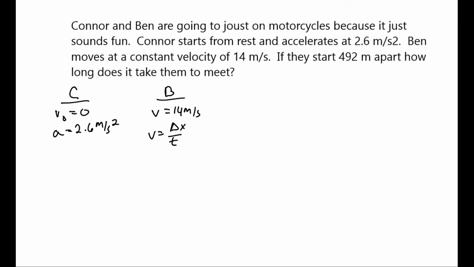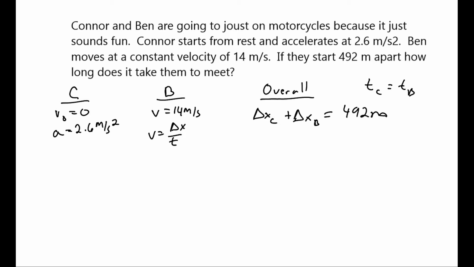Alright. Do we know enough for either of them to make any kind of progress in solving for anything? Nope. Alright. So we also have overall, what do we know? How are delta x for Ben and delta x for Connor going to be related? They're not equal. Yep. So delta x for Connor plus delta x for Ben equals 492 meters. Does that make sense to everybody? And we also know that the time for Connor and the time for Ben are equal, like they're traveling for the same amount of time.